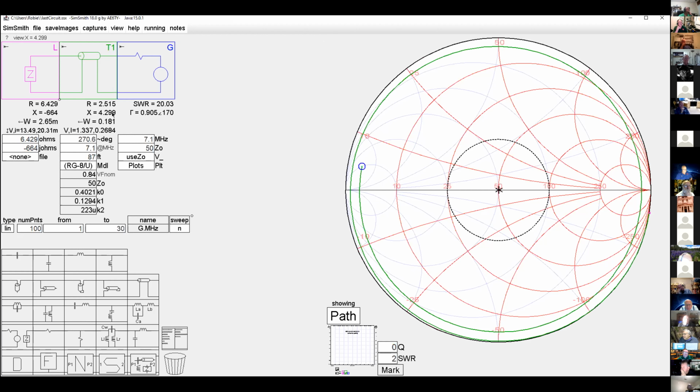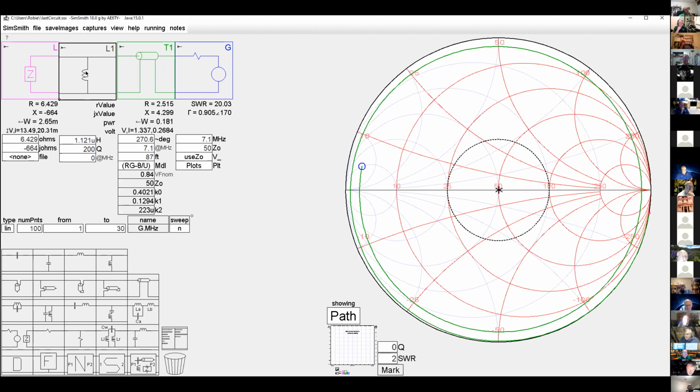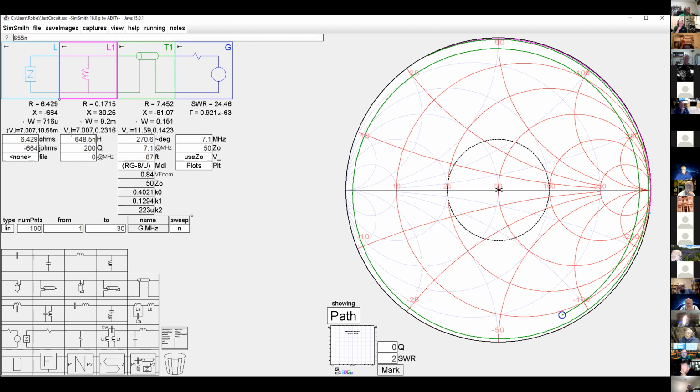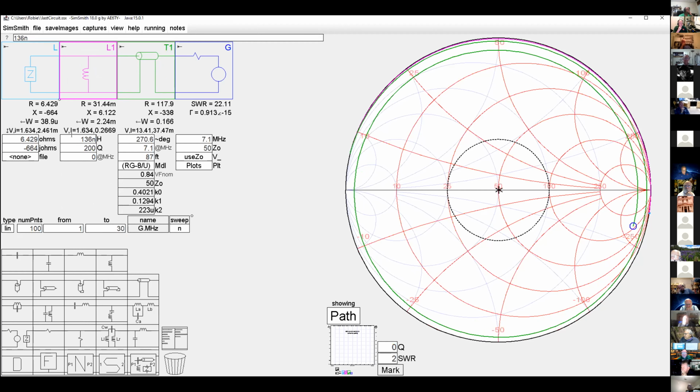Okay, so now I want to do a matching network. Look at my SWR, it's 20, much above what even Roby would tolerate. So I'm going to put in an L network to solve that problem. I'm going to put in a shunt inductor, and let's see. Now I'm changing the value of the inductor. The thing I want to bring it to is this R equals 50 circle right here. So I want to bring it here. I think that's what I want to do.